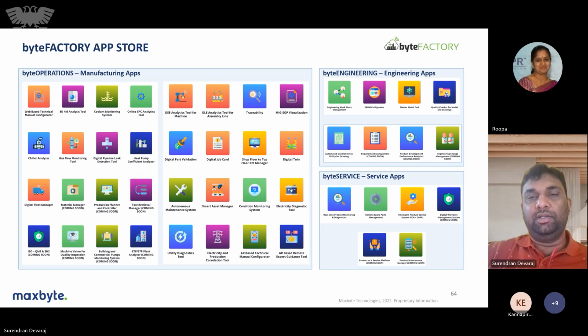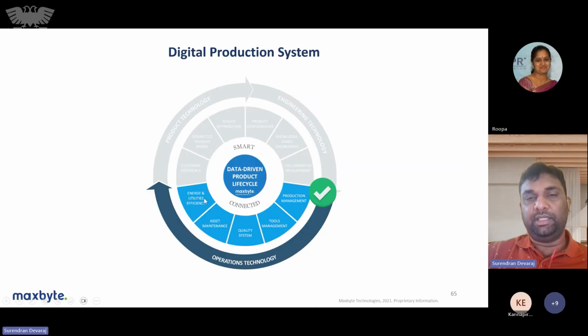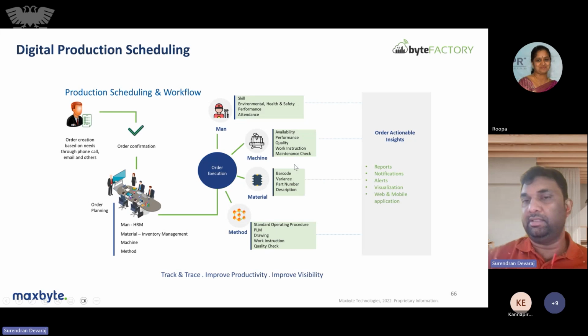So these are some of the areas or key use cases that we can say: production management tools, quality system, asset maintenance, energy and utilities efficiencies are some of the areas that we are able to focus on. So as we said, some of the key use cases. Here we can spend some time on these key use cases in these areas.